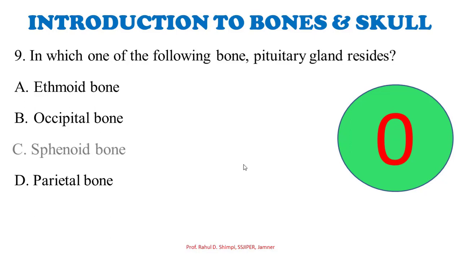As we were introduced to the sphenoid bone in the last question, it forms the middle portion of the base of the cranium. This sphenoid bone at its center possesses a cavity. That cavity is known as the hypophyseal fossa or sella turcica, and it is the cavity where the pituitary gland is located.